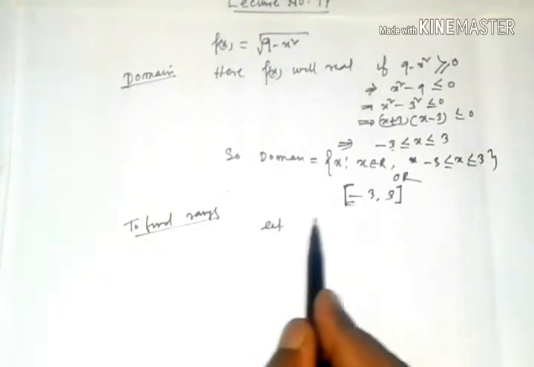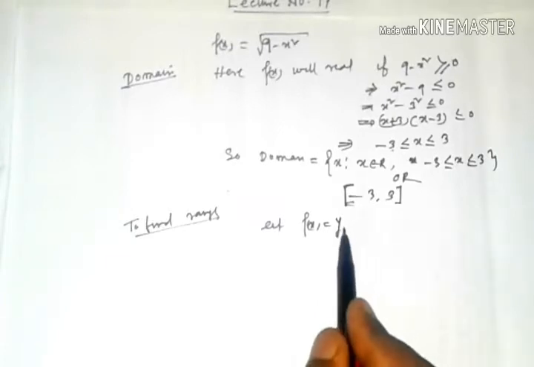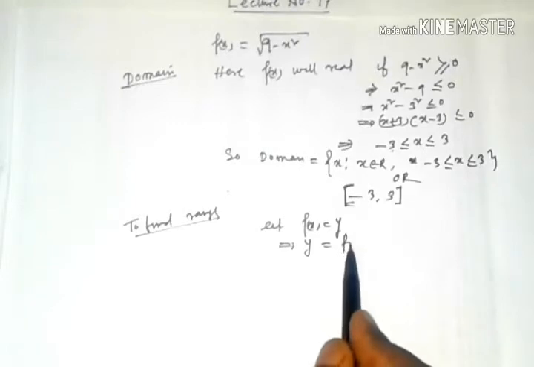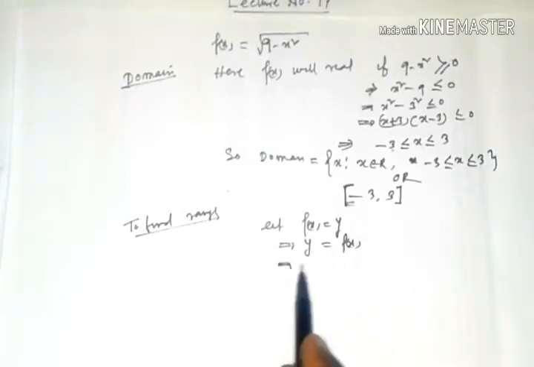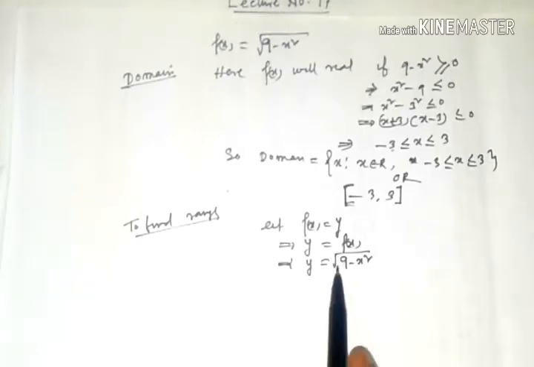Let f(x) is equal to y. This implies y is equal to f(x). This implies y is equal to, what is the value of f(x)? Root over 9 minus x square. From here we have to find the value of x.